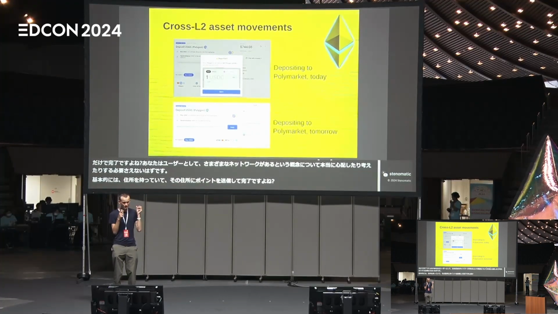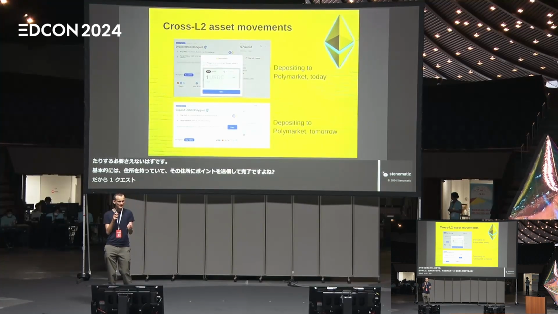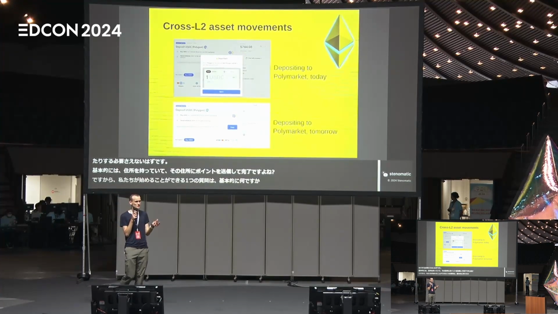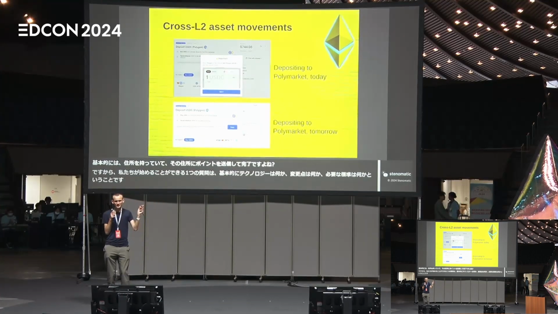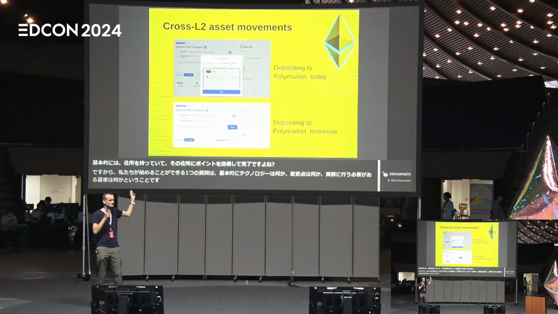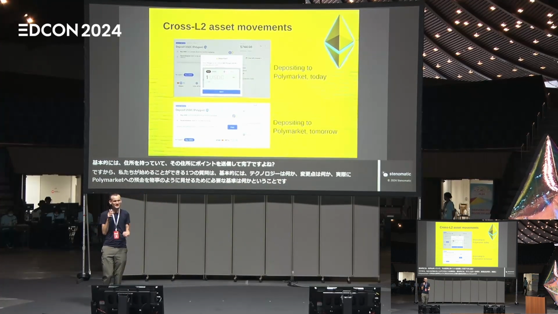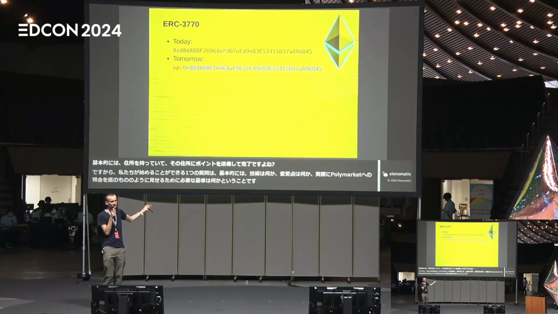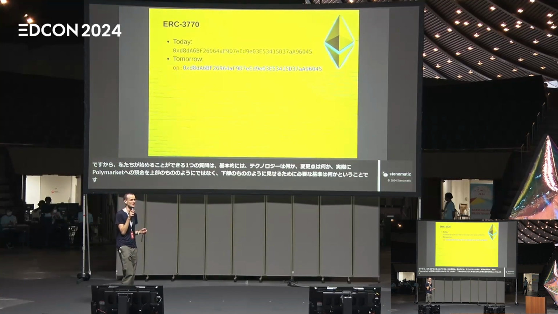So one question that we can start from is basically, what are the technologies, what are the changes, what are the standards that we need to actually make depositing to Polymarket look like the thing on the bottom instead of looking like the thing on the top? So this is ERC3770, right?